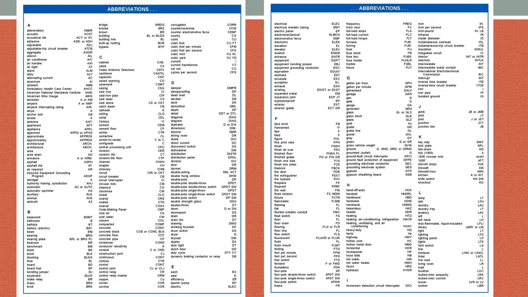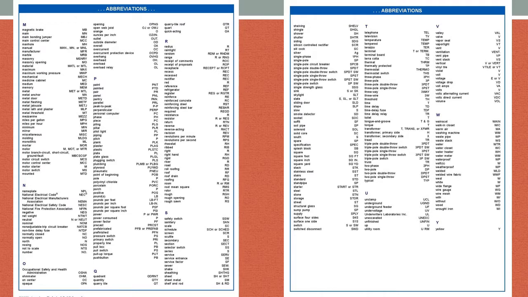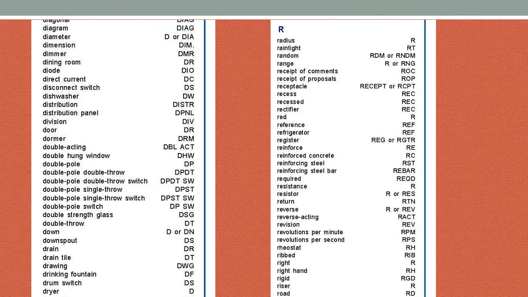For example, here's a list of abbreviations. You can see they go all the way up to Y for yellow. But let's look at some a little closer. Here we have D, which may stand for diameter. But also we have D standing for down, or D standing for dryer. Over here we have an R for range, R for red, R for resistance, R for resistor or reverse, R for right, R for riser, and here R for radius.